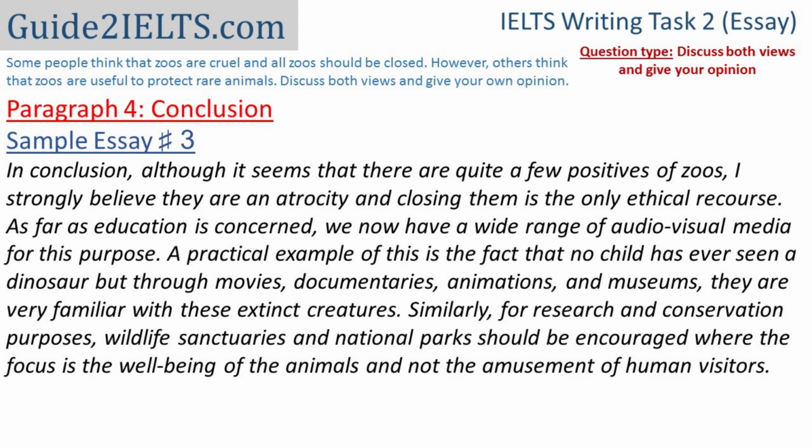As far as education is concerned, we now have a wide range of audiovisual media for this purpose. A practical example of this is the fact that no child has ever seen a dinosaur, but through movies, documentaries, animations and museums, they are very familiar with these extinct creatures. Similarly, for research and conservation purposes, wildlife sanctuaries and national parks should be encouraged, where the focus is the well-being of the animals and not the amusement of human visitors.